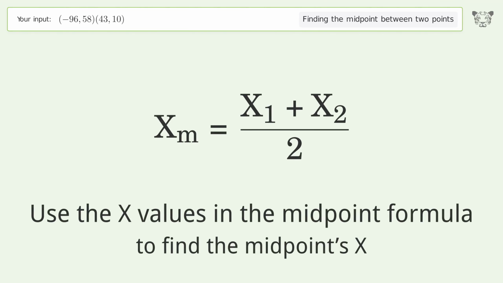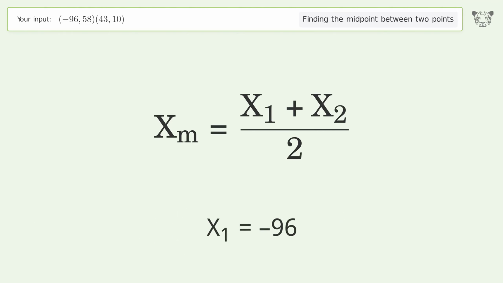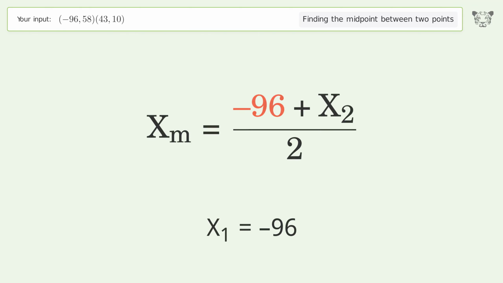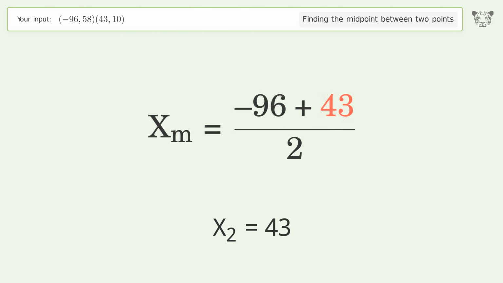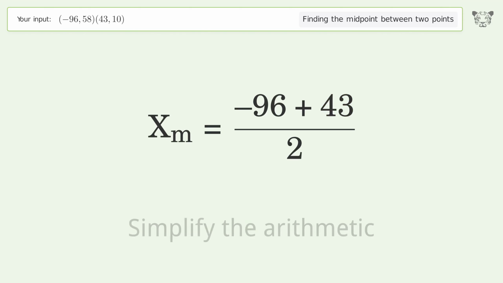Use the x values in the midpoint formula to find the midpoints x. x1 equals negative 96. x2 equals 43. Simplify the arithmetic.